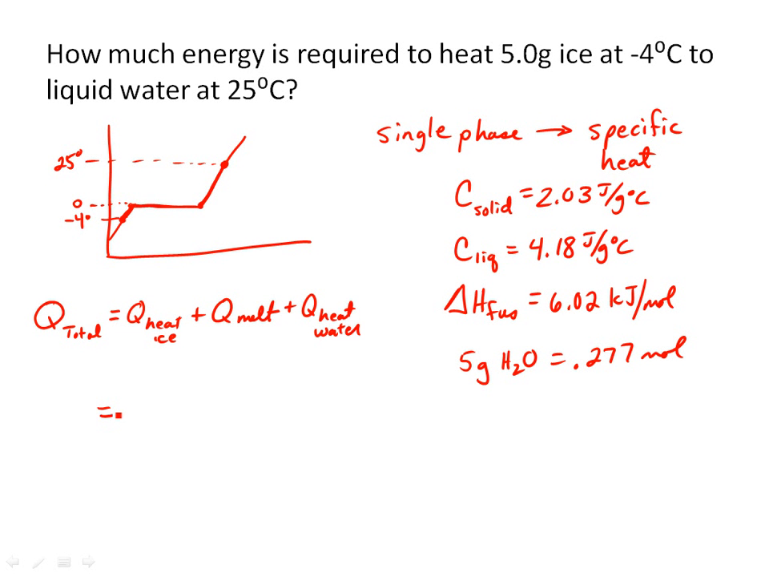Okay, and so we have MC delta T or MS delta T for specific heat. So to heat the ice, it's the mass. I have 5 grams times the specific heat of the ice, 2.03 joules per gram degrees Celsius. And my delta T, I'm going from -4 to 0, so that's a 4-degree transition. That's going to be in joules, so I'm just going to leave it in joules, and I'll convert my melting from kilojoules into joules.